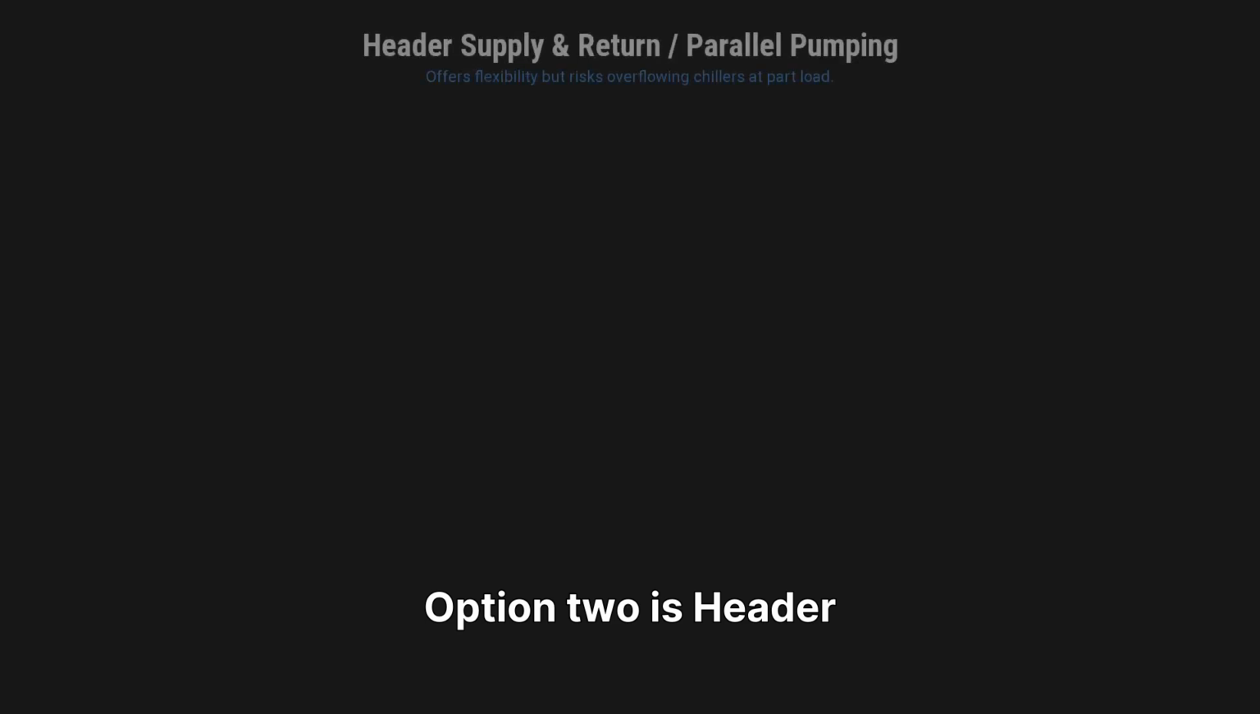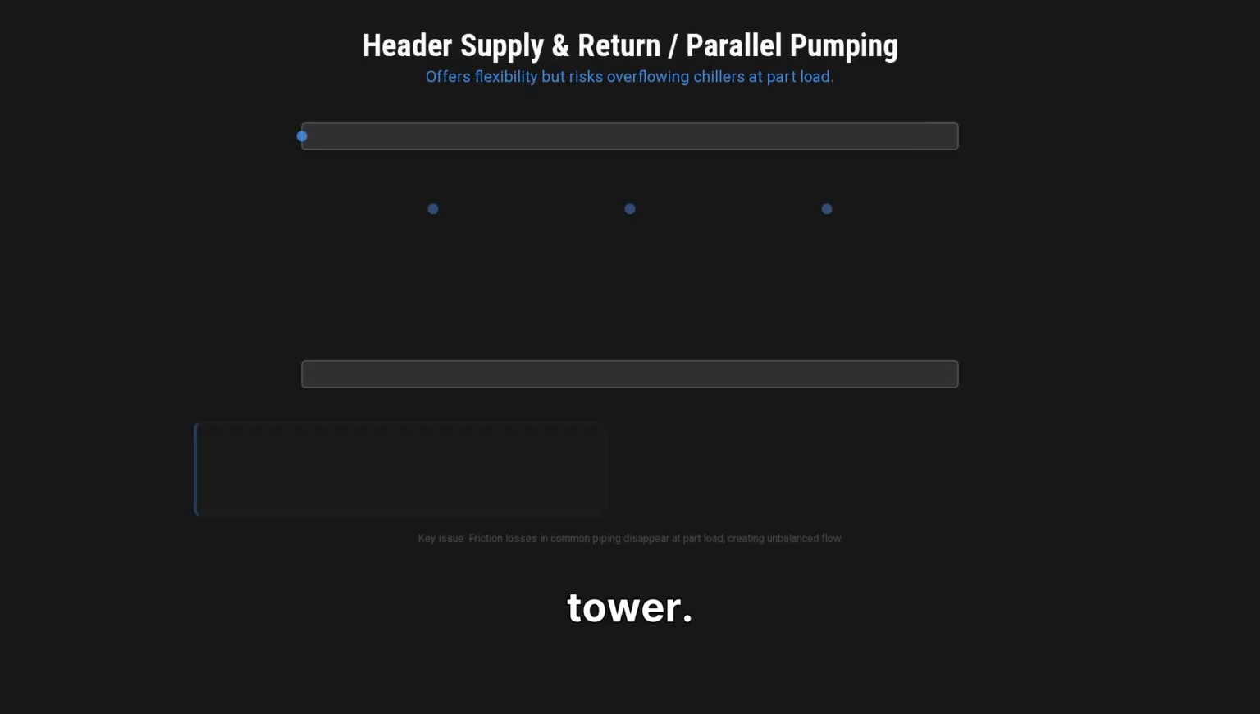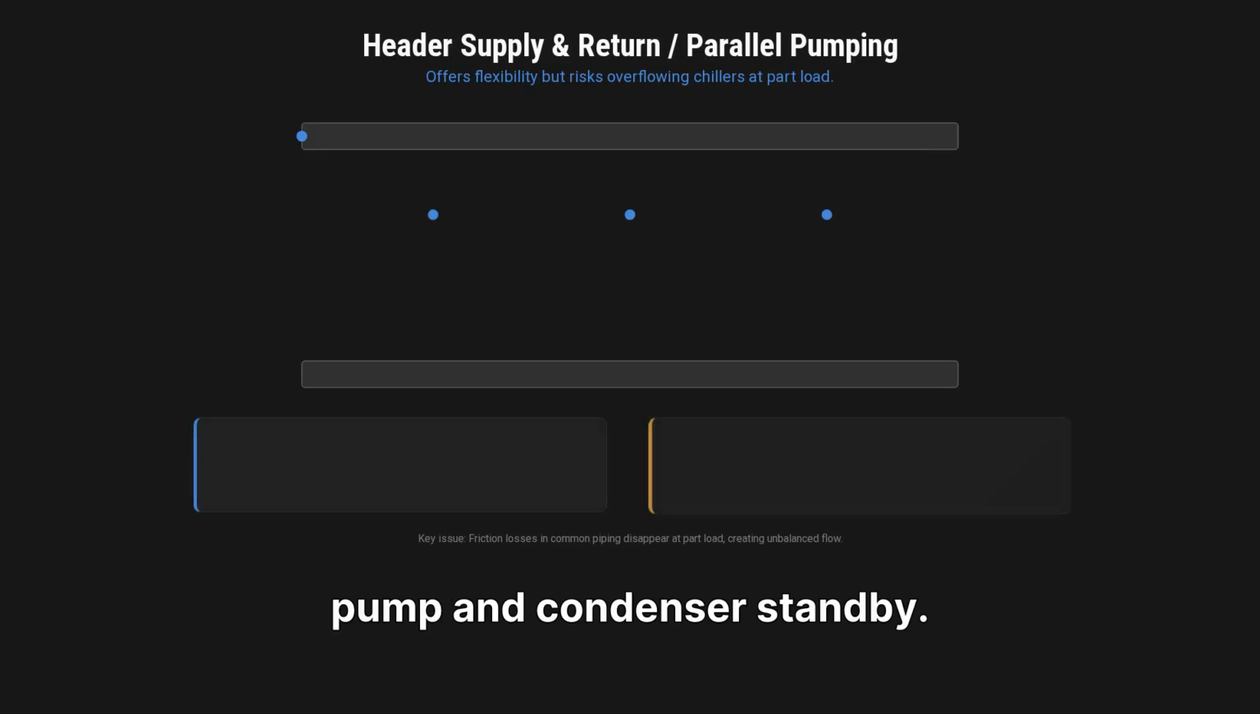Option 2 is header, supply, and return. Here, each chiller still has its own pump, but the supply and return are tied together in a shared manifold. This reduces piping cost and allows any chiller to operate with any tower. With added butterfly valves, you can even create pump and condenser standby.